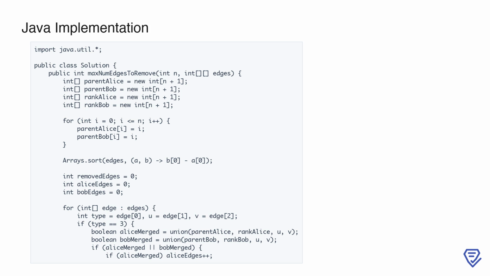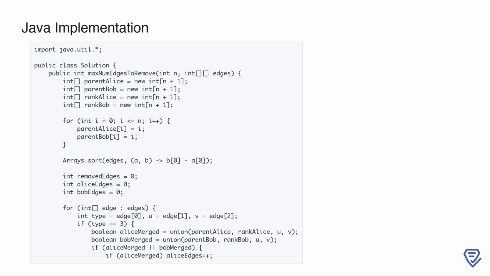Next, we sort the edges by their type in descending order. This is important because type 3 edges, which can be used by both Alice and Bob, have the highest priority. We then declare variables to track the number of removed edges, as well as the edges used by Alice and Bob. The loop iterates through each edge, and for type 3 edges, we attempt to merge the nodes for both Alice and Bob using the union function.